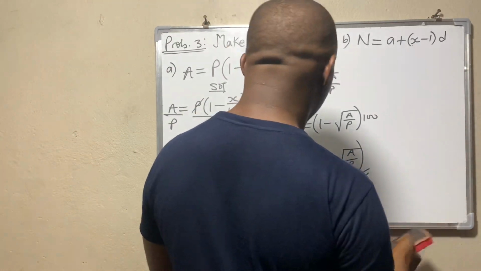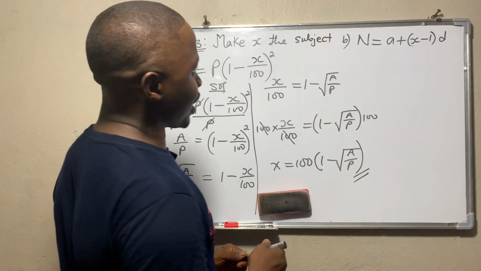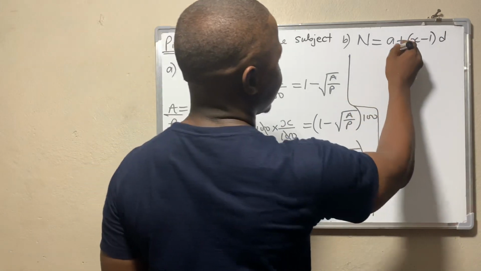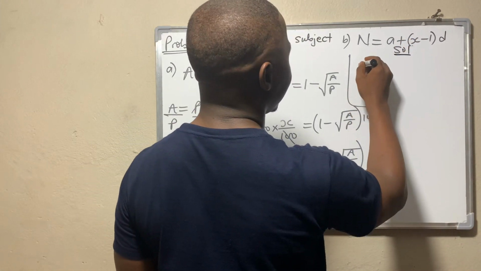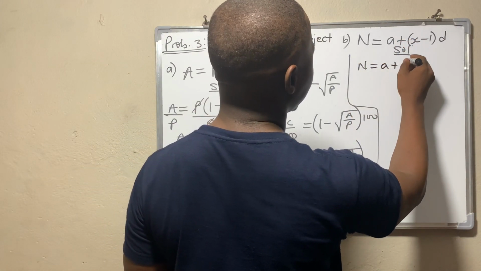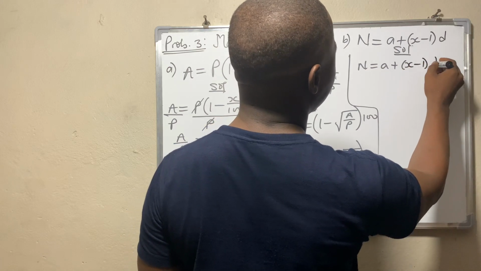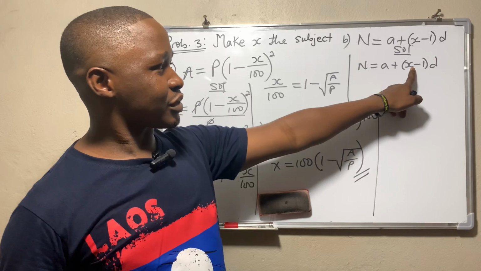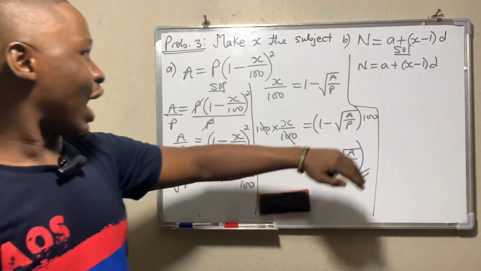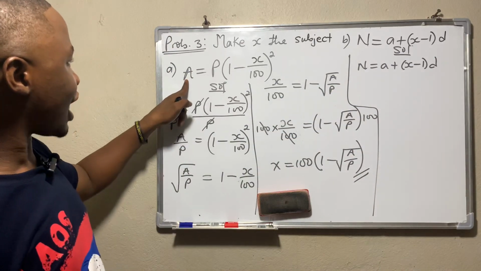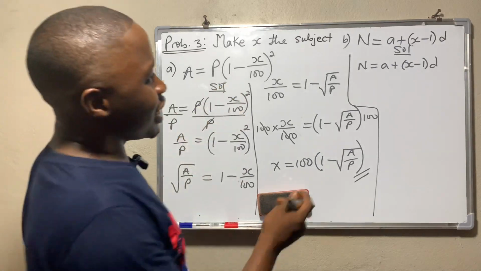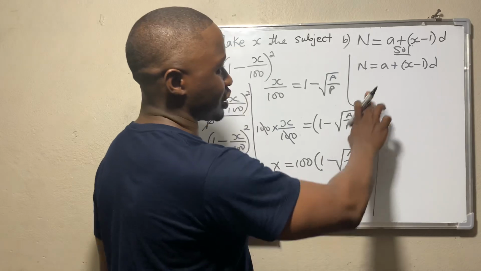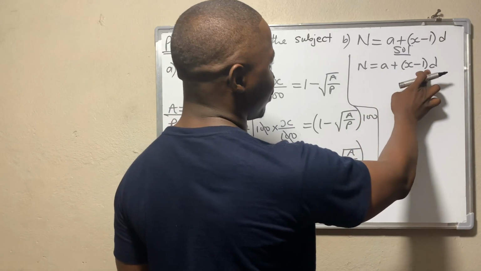So we go to our B part of the question. All right. So we are given n to be a plus x minus 1 multiplied by d. And we want to make this x the subject. This one is unlike the previous, where we have one term equals to one term. Here, the left-hand side is one term. The right-hand side, there are two terms. We have this term, we have this term.